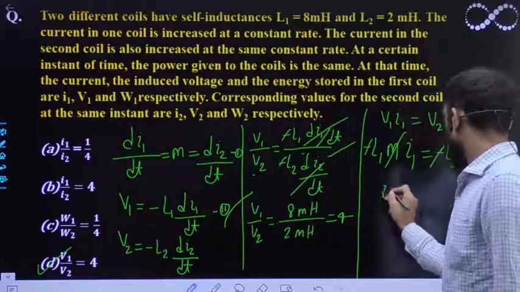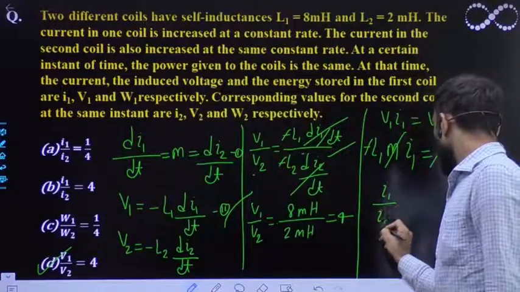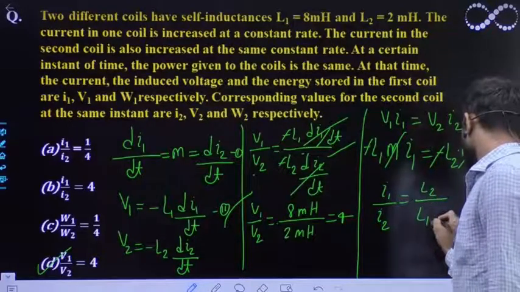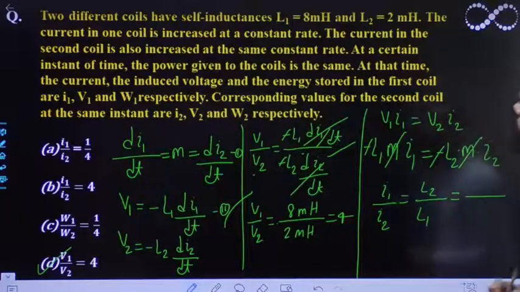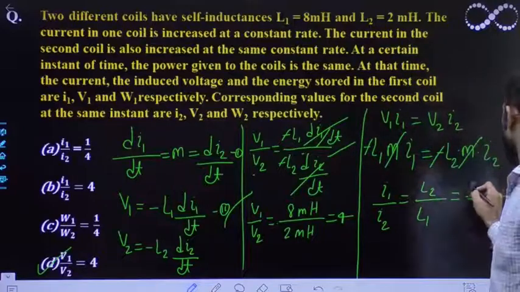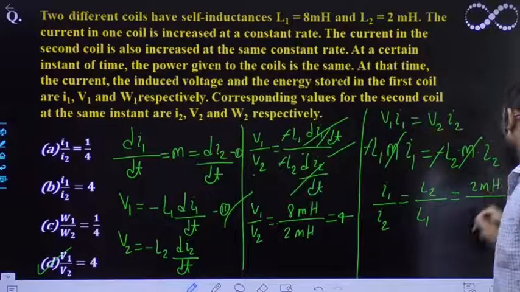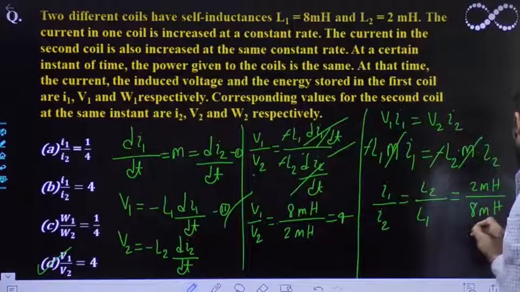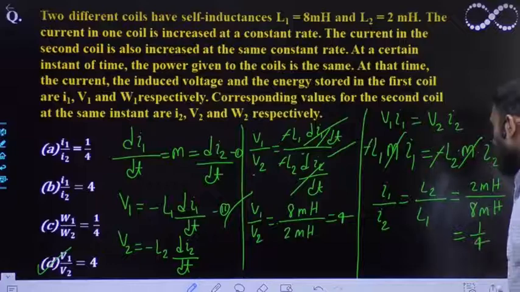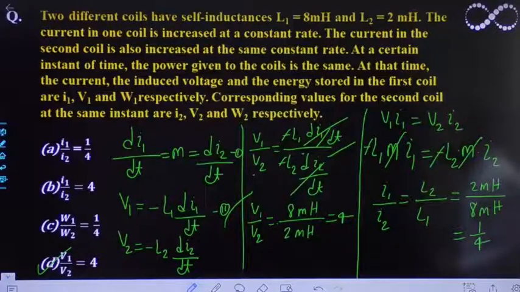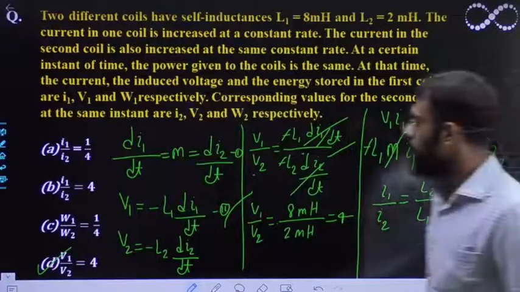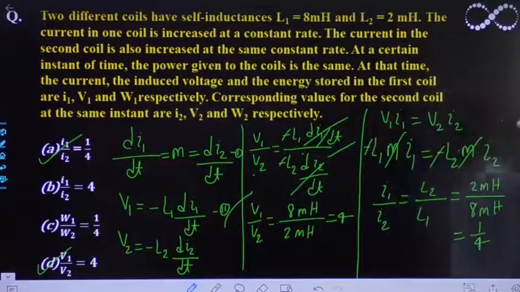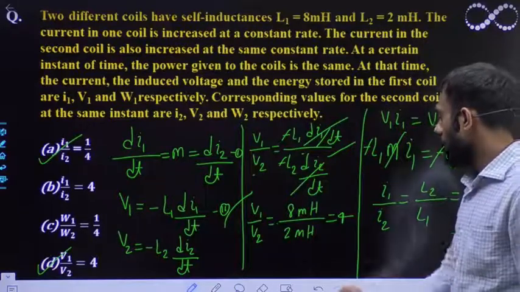And once again I can say I1 upon I2 is nothing but L2 upon L1, and the values of L2 and L1 are given. L2 is given 2 micro Henry, and L1 is this one. So from here you will get 1 upon 4. So I1 upon I2 is 1 upon 4. So option A is also correct. Okay, now I need to go for option C.